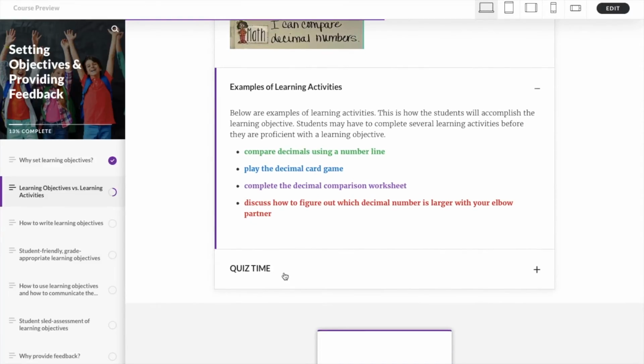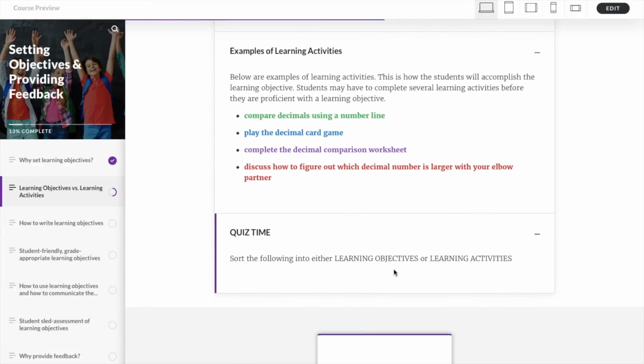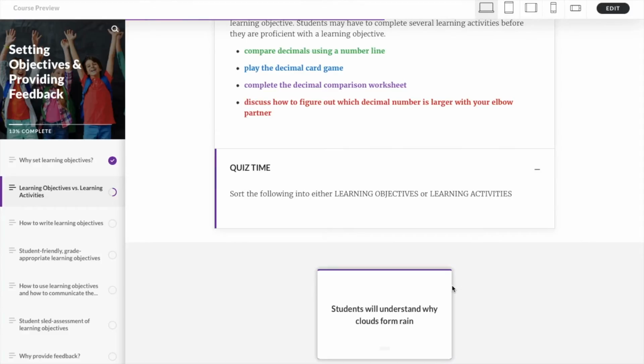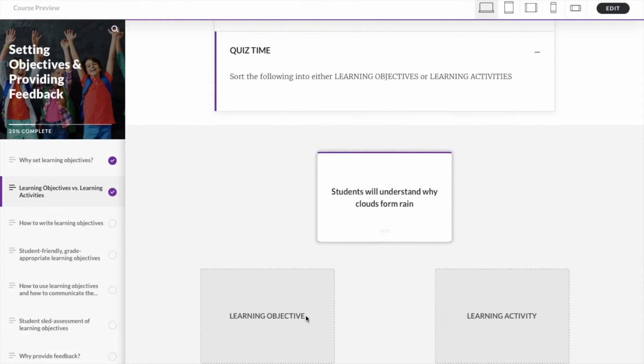Now let's test your knowledge about the difference between objectives and activities by completing this short sorting quiz. We have two categories here, learning objectives and learning activities. So you just need to sort the flashcards into the correct pile. The first one says, students will understand why clouds form rain. Is this a learning objective or a learning activity?